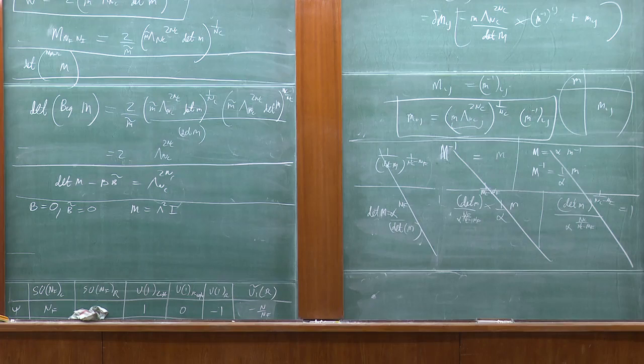Okay? Similarly, there's another configuration in which M is just 0, but B is equal to B tilde is equal to lambda to the power N_C. This is another configuration in which both the non-abelian flavor symmetries, SU(N_C1) times SU(N_C2), are preserved. Okay? Some of the U(1)s are broken. We'll discuss all this in detail next class. But you see, there are points on this moduli space where a great deal of the symmetry is preserved.